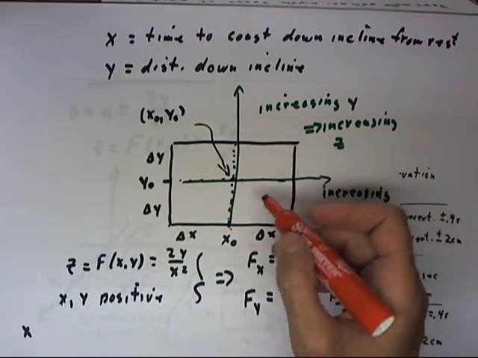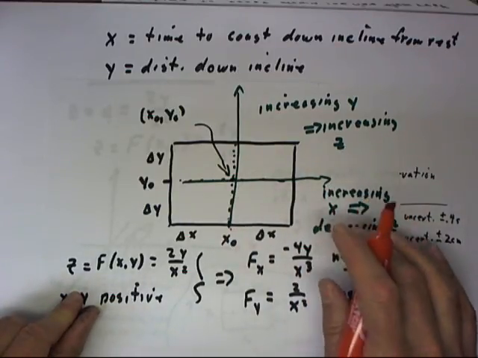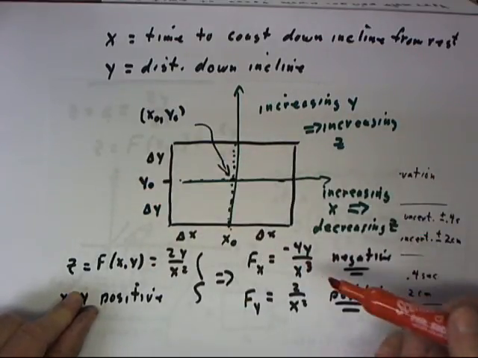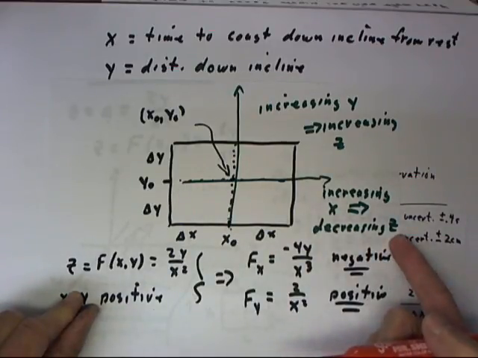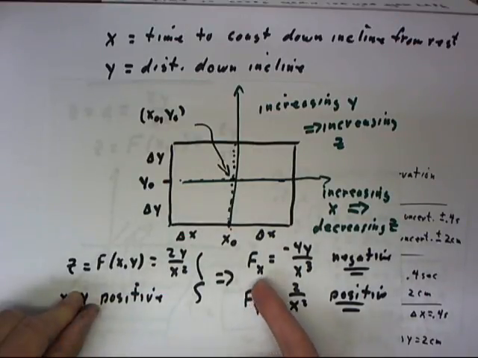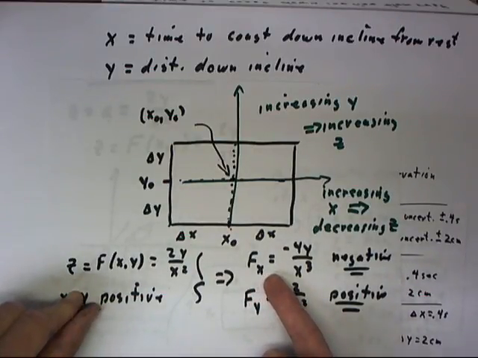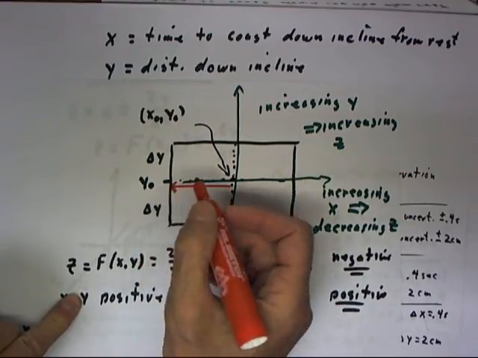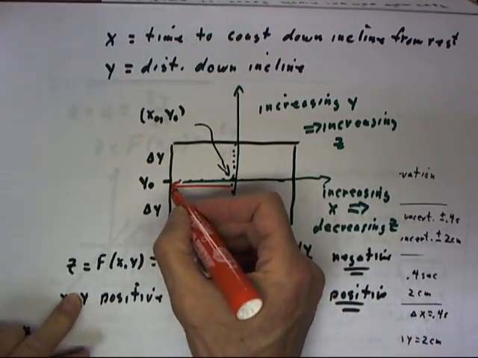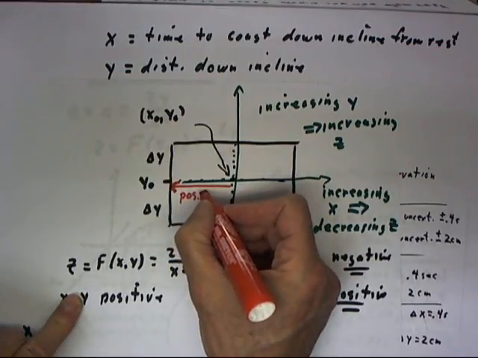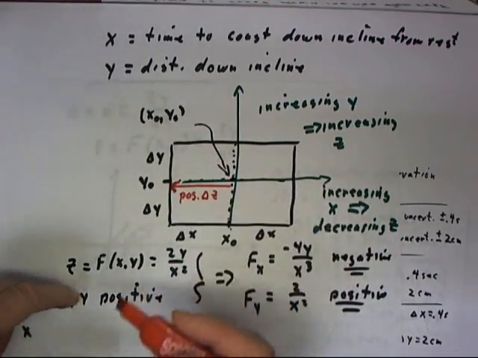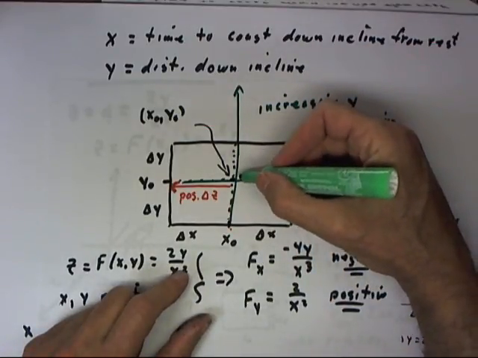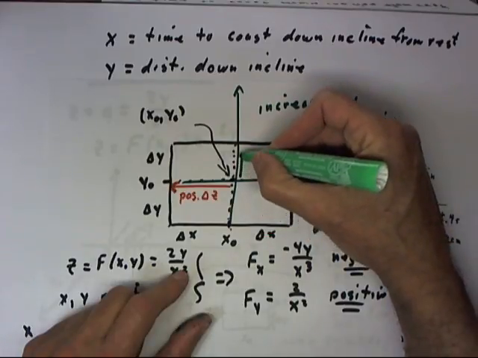If we start from x naught, y naught and move in this direction, then x decreases and z increases. Our change in x from here to here will be negative. Our rate of change in the x direction is negative, so the negative rate of change in the negative direction is going to result in a positive change in z. So that would be the direction of a positive change in z.